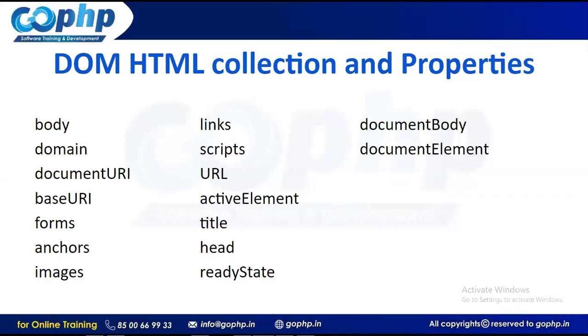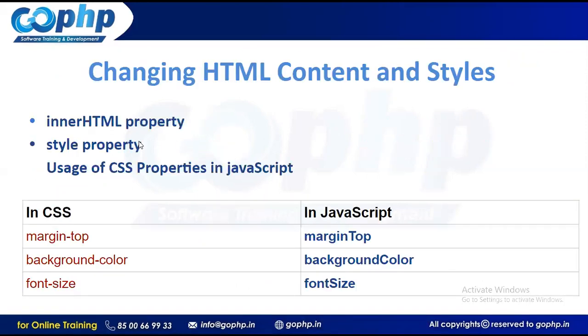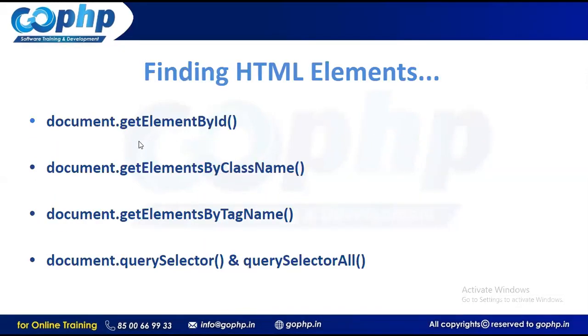Good morning, guys. In yesterday's session, we discussed finding DOM elements. We have four methods, right? All the four methods we discussed. So for finding DOM elements, these are the methods we have: get element by ID, class name, tag name, and query selector all.